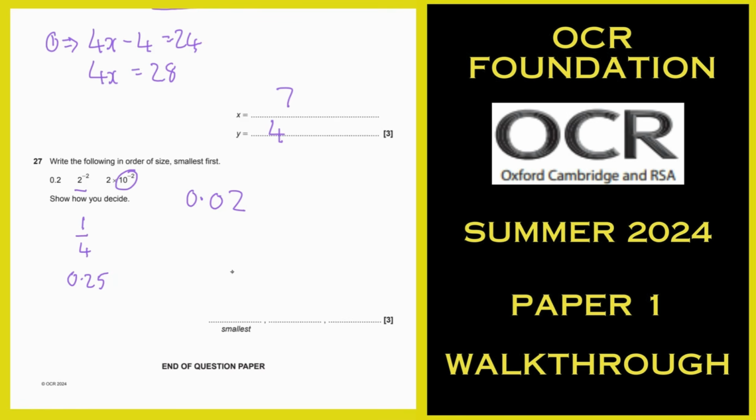You can now write them in order, starting with the smallest, which is 0.02. And you are allowed to write 0.02, but I always prefer to write the originals. The middle number is that one, and the largest is 0.25, which is 2 to the minus 2.